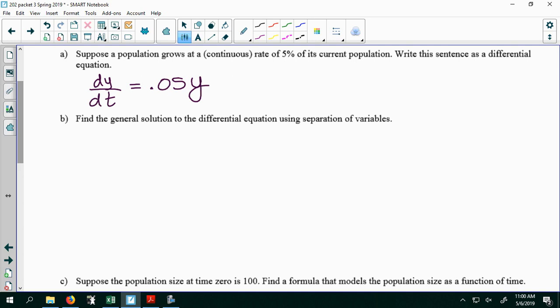Let's solve it. We can use separation of variables. So I want to move the y over to the left and the dt over to the right. So I'm going to have 1 over y dy. I'm just dividing both sides by y. And then I'm going to multiply both sides by dt. So I get 0.05 dt. Typically, it's easier if you have constants or coefficients to leave them on the t side.